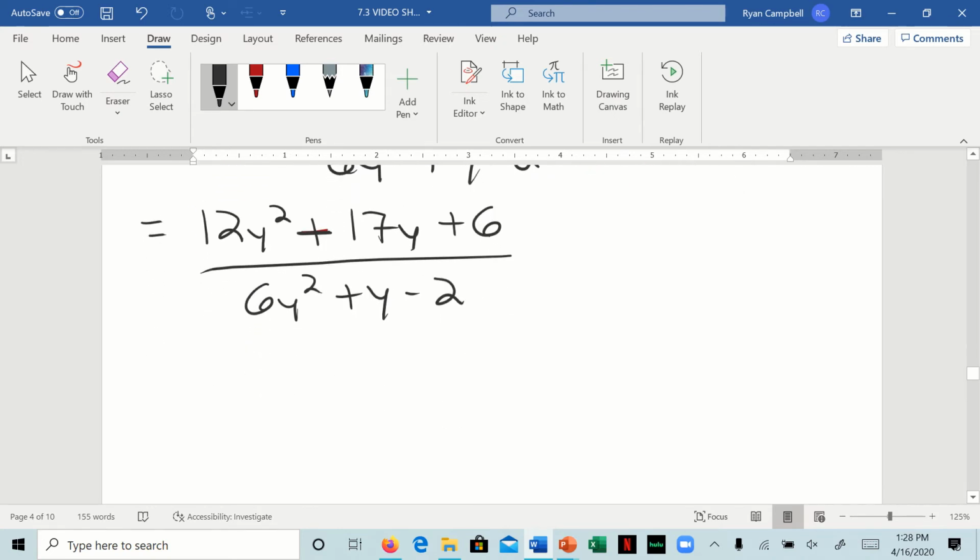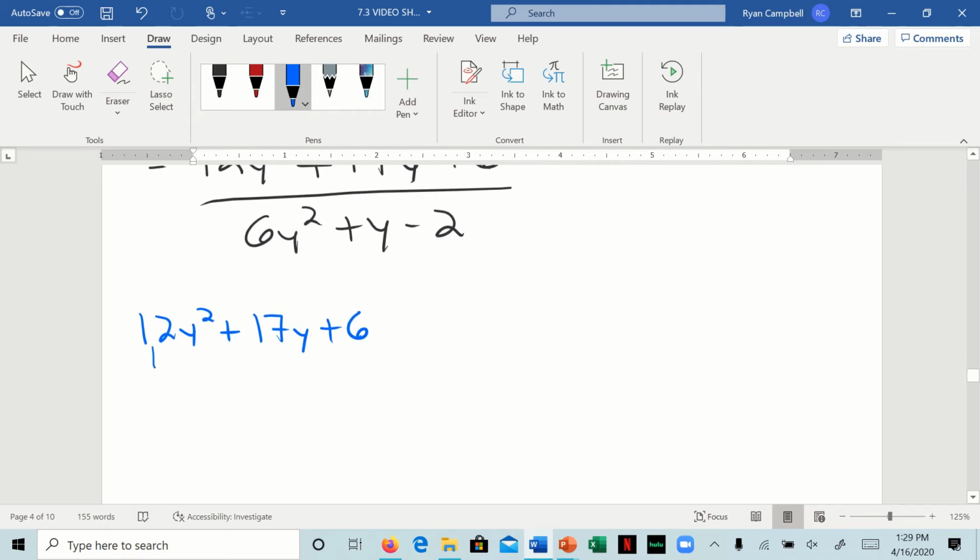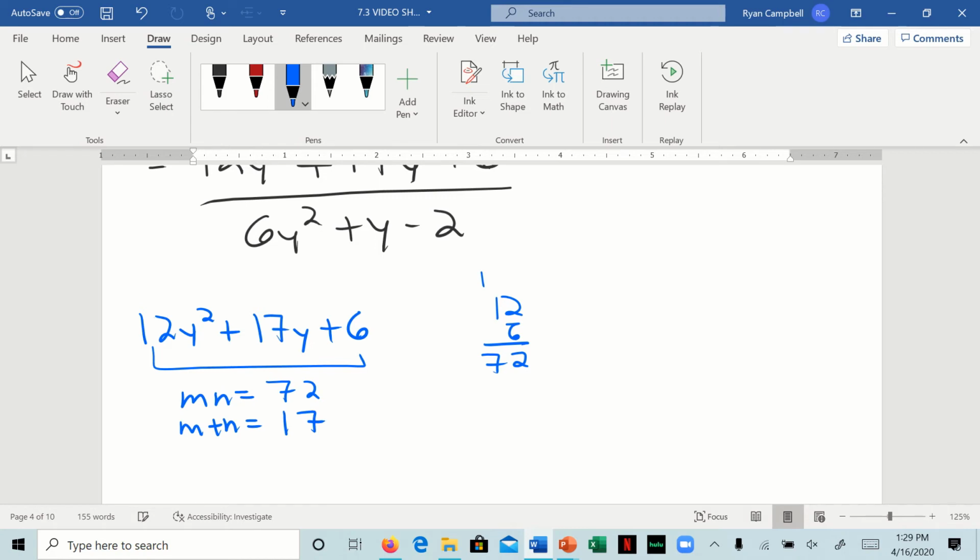All right, so now we're going to have to factor both of them. So this is going to be fun. 12y squared plus 17y plus 6. So what two numbers multiplied? We multiply these two: 6 times 12 is 72. What two numbers multiplied get you 72 and add to get you 17?